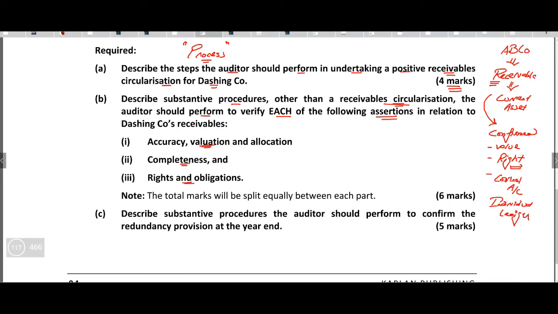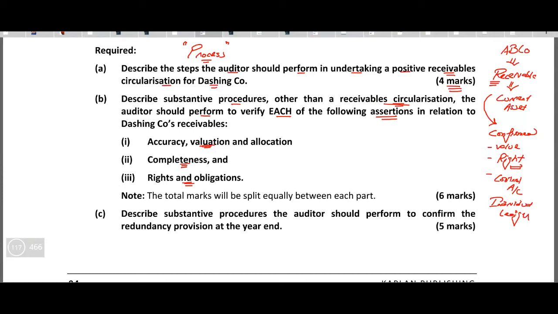Accuracy, valuation, and allocation. So you need to perform procedures which ensures that receivables are recorded at a correct value. Then we need to write procedures which ensures completeness, that everywhere the receivable balance have been correctly recorded. And then the third one is related to the rights and obligations. That means whatever receivable the entity has recorded, they actually own those receivables. So this is how we are going to write the procedure.